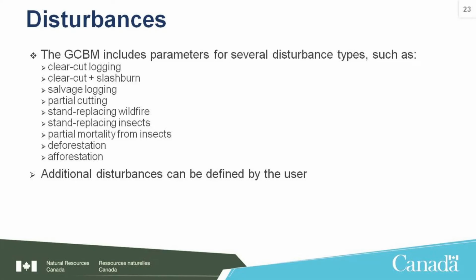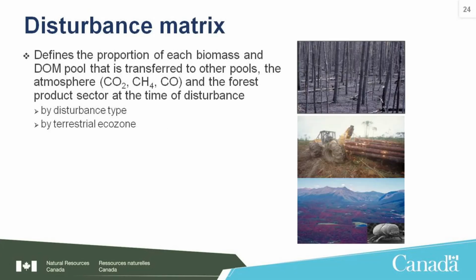Any new or revised disturbances need to have what's called a disturbance matrix defined for it. A disturbance matrix defines, for each pool in the model, the impact that a specific disturbance or management action has on carbon transfers within a stand at the time of disturbance. And each disturbance type can have a different disturbance matrix for each ecozone in the model. If you look at the images on the left, a wildfire, a harvest, and an insect pest disturbance, each will result in different carbon transfers between pools in a stand, and the fire will also result in a transfer of carbon to the atmosphere, and the harvesting will result in a transfer of carbon to the forest product sector.